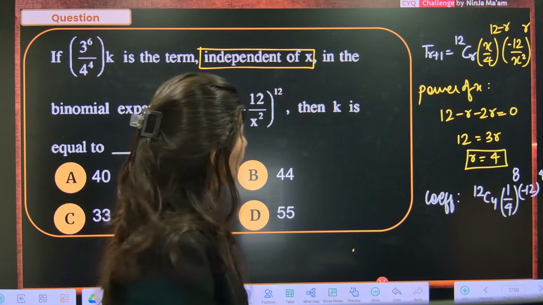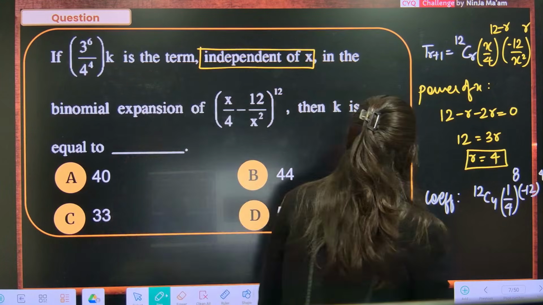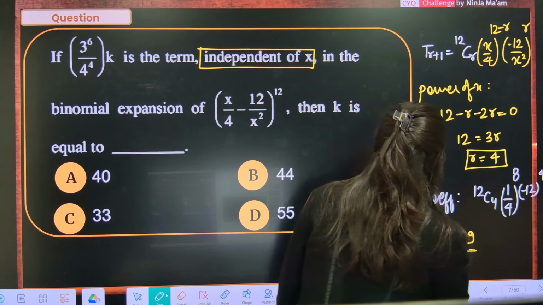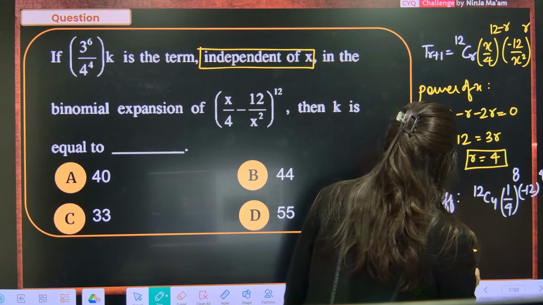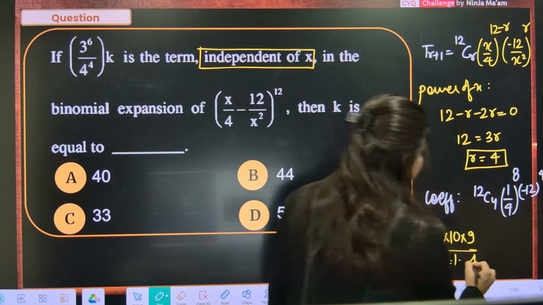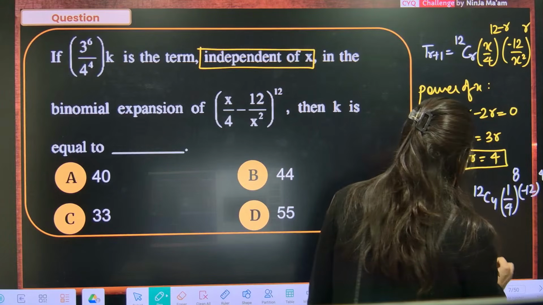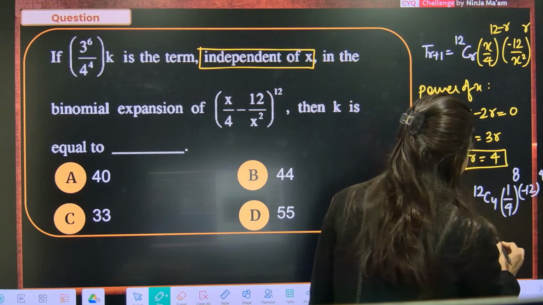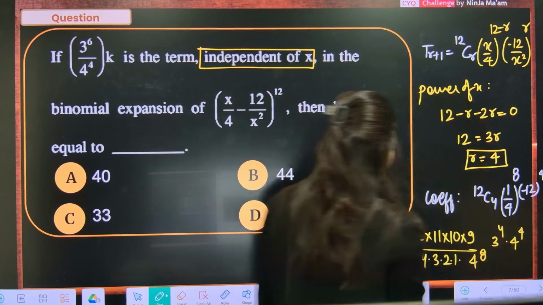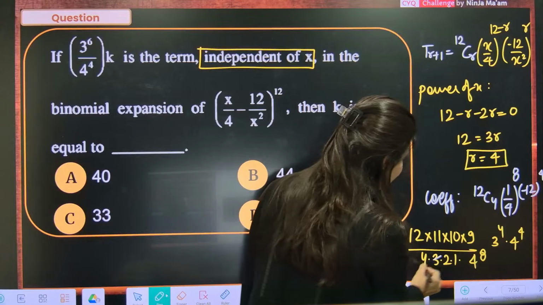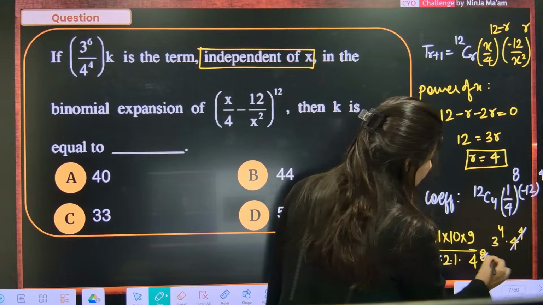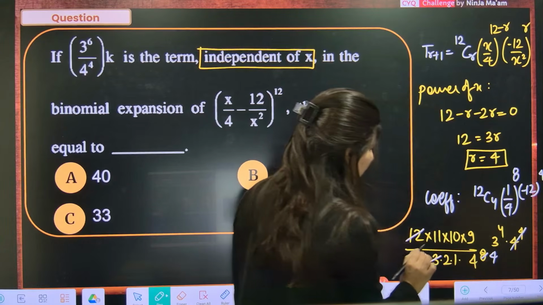Good to go. So 12C4, everybody: 12 into 11 into 10 into 9 upon 4, 3, 2, 1. And this is going to be what? 4 power 8. So this is going to be 4 power 8 over here. And 12 power 4 is what? 3 power 4 and 4 power 4. All right. So 4, 3 and 12 are getting cancelled out. And this is 4 power 4. This is 4 only, right? 3 by 4.